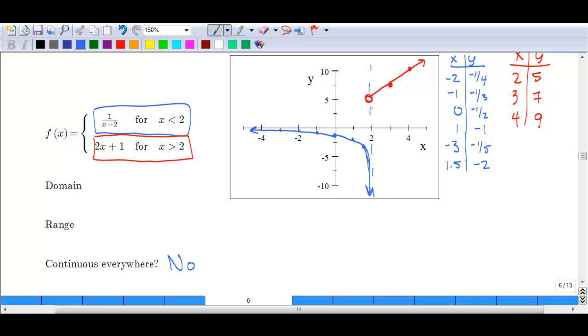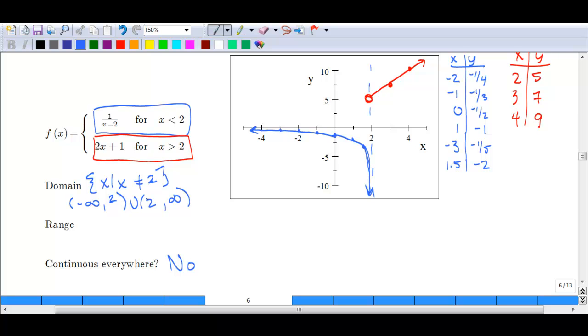The domain in this case, again, we left out that point x equals 2, so we can either write it simply as x such that x does not equal 2, or we can again use that set notation going from negative infinity to 2, union with 2 going to infinity. And that's taking each one of these sets. So x is less than 2 gives us the negative infinity to 2, and the x greater than 2 gives us the 2 to infinity.